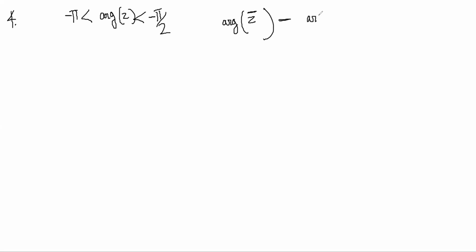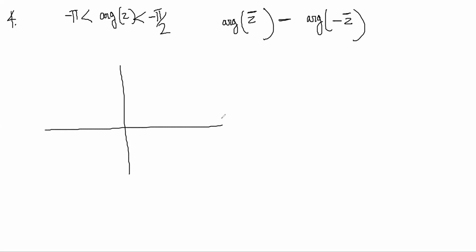Okay. The fourth one is minus pi is less than arg z is less than minus pi by 2. Find argument of z conjugate minus argument of minus z conjugate, right? Here you have to understand the meaning of the argument. The definition is that z is equal to r e^(i theta), and theta is the argument.